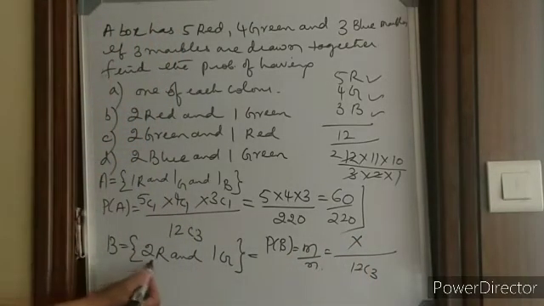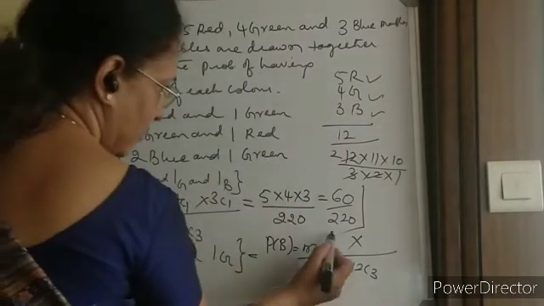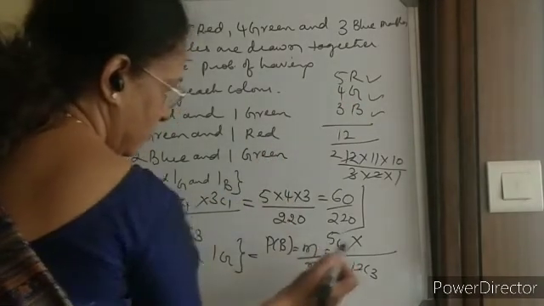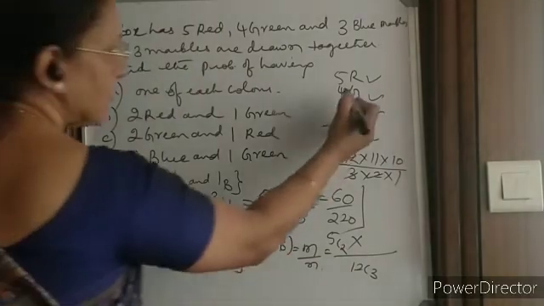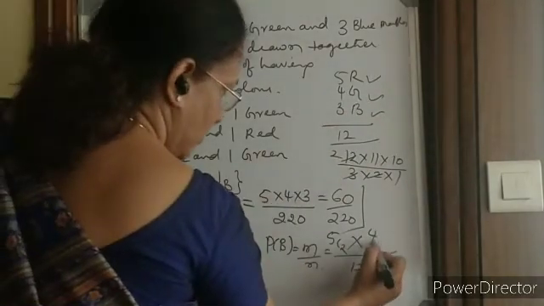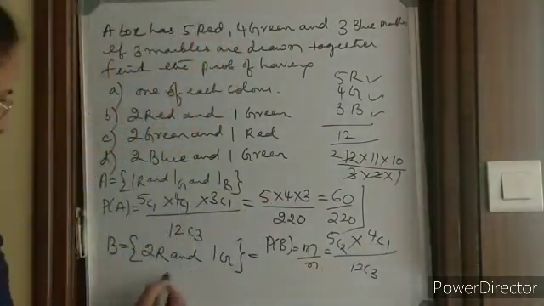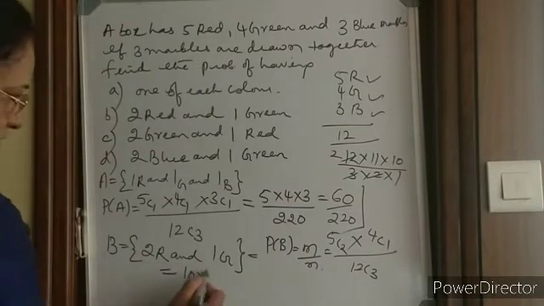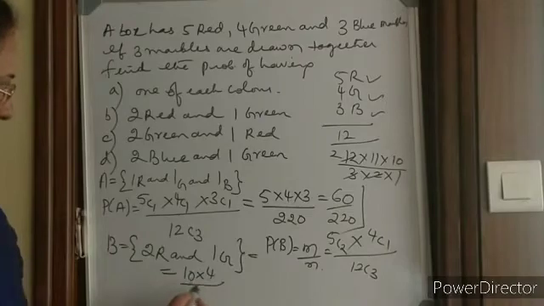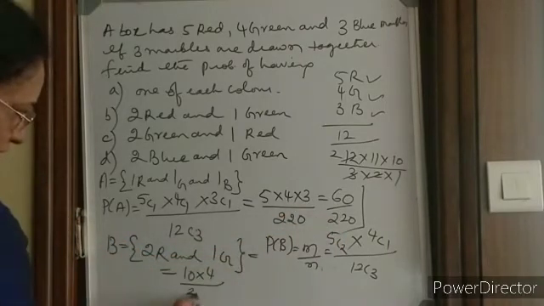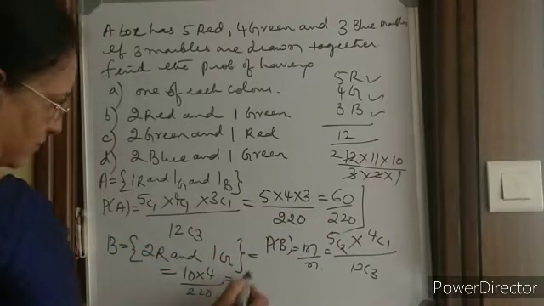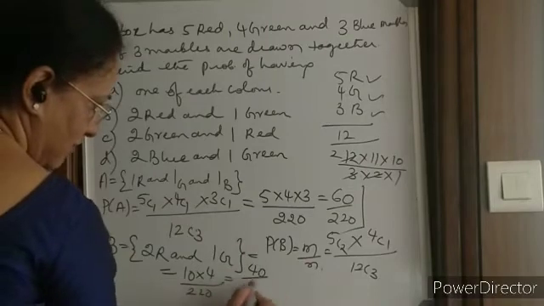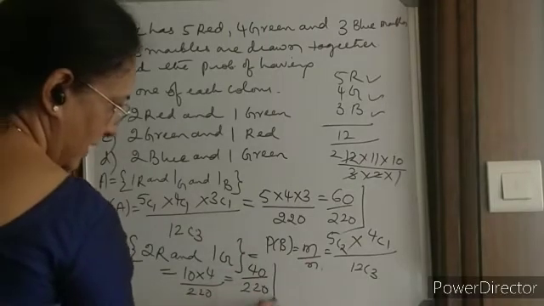Now 2 are red. How many red? Out of 5. So 5 C2 into green out of 4, so 4 C1. So you will get 5 C2, which is 10, into 4 C1, which is 4, divided by this number we already have, 220. So this will become 40 divided by 220. Okay.